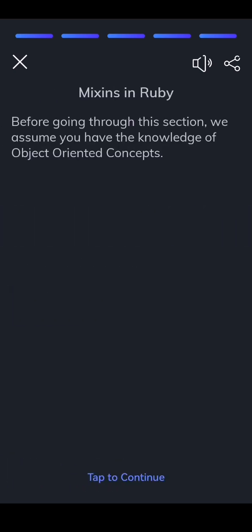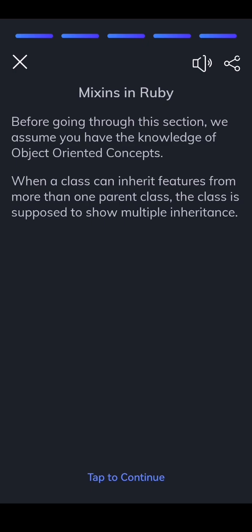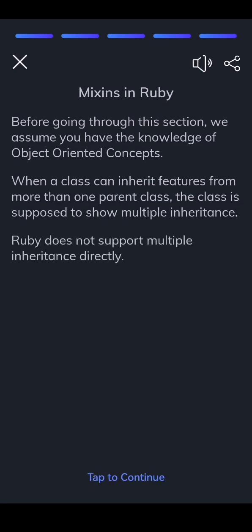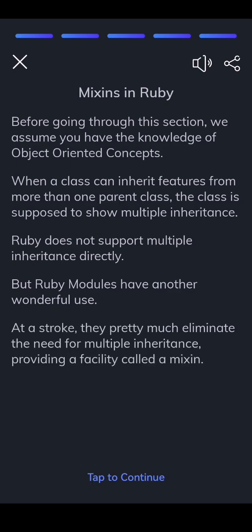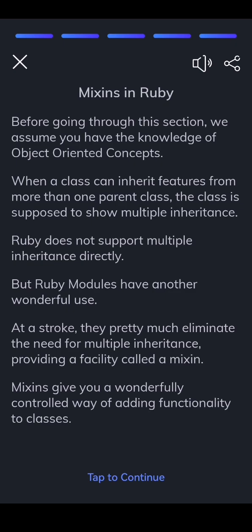Before going through this section, we assume you have the knowledge of object-oriented concepts. When a class can inherit features from more than one parent class, the class is supposed to show multiple inheritance. Ruby does not support multiple inheritance directly. But Ruby modules have another wonderful use. At a stroke, they pretty much eliminate the need for multiple inheritance, providing a facility called a mixin. Mixins give you a wonderfully controlled way of adding functionality to classes.